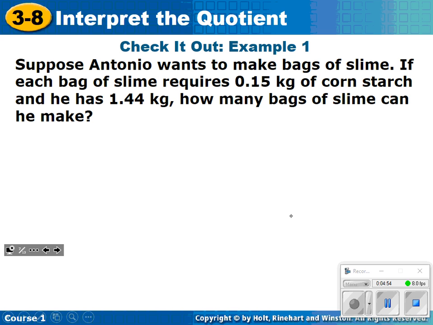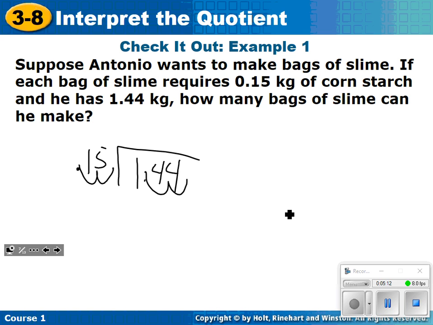Antonio wants to make bags of slime too. If each bag of slime requires 0.15 kilograms of cornstarch and he has 1.44, how many bags can he make? Oh, it's another problem like it. It's 1.44 divided by 0.15. We move this over. Put my decimal straight up right there.